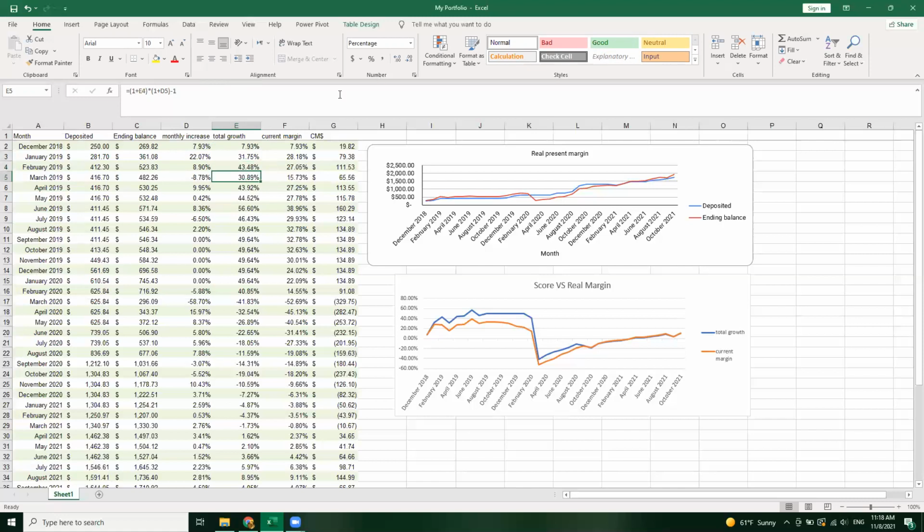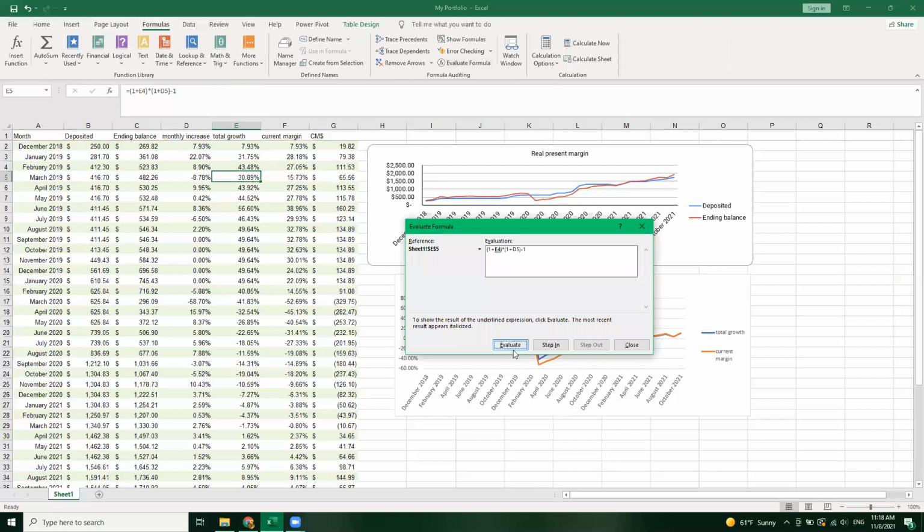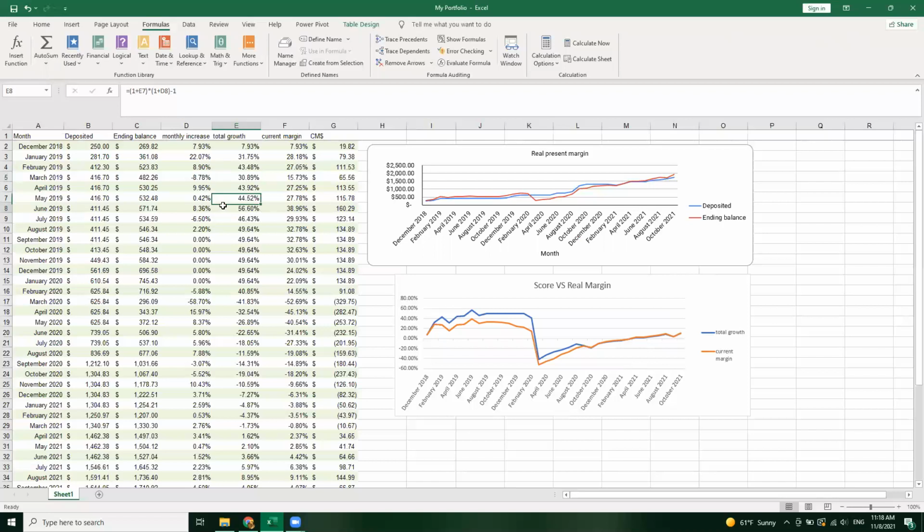Let me actually go into formulas, evaluate formula, and show you. So 43% plus 1, that's 1.43, right? 143% times negative 8%. So effectively it's 143 times 0.9 times 91% is only 130%, which is 100% because it's minus 1, and that's how we get there. Hopefully you got that. That's that column.